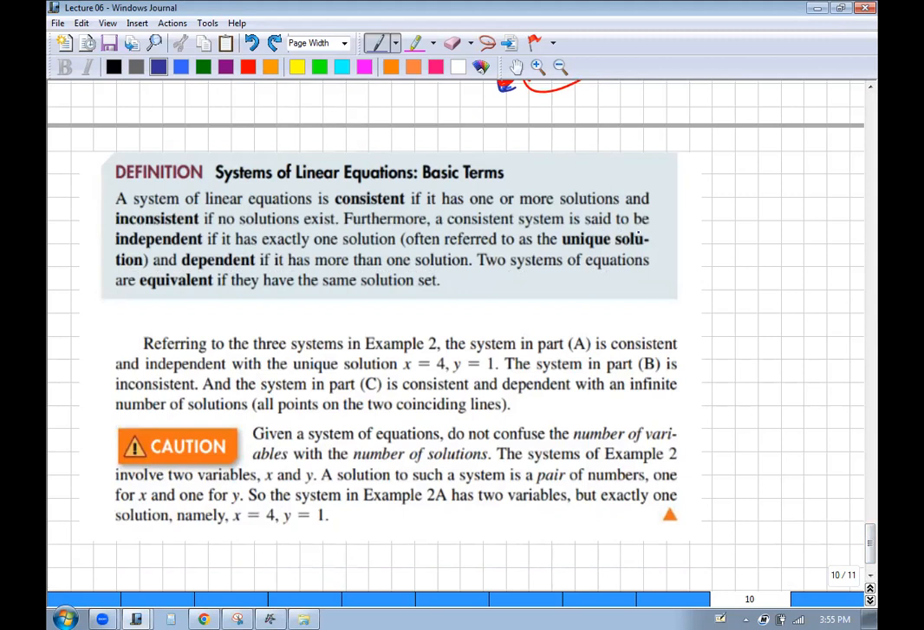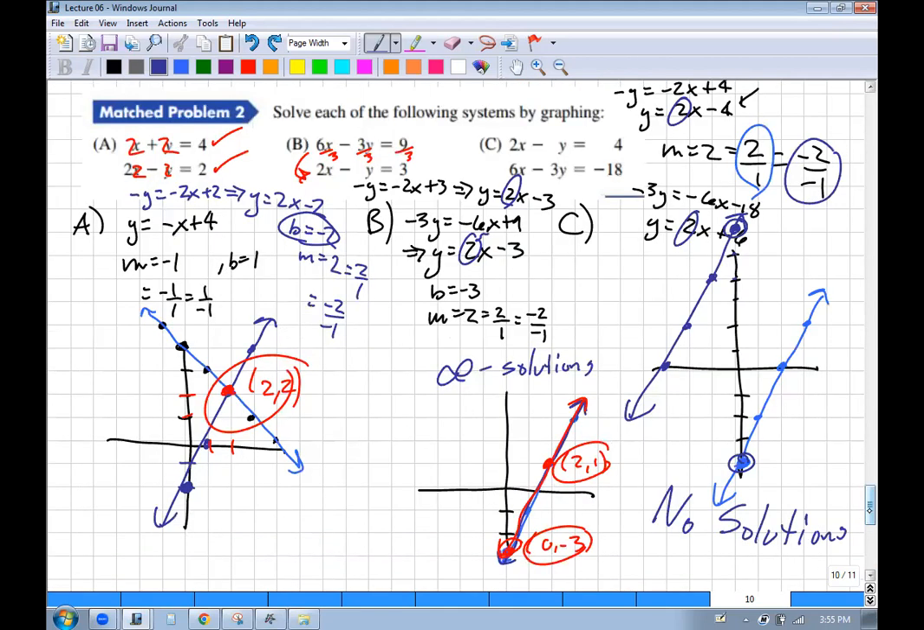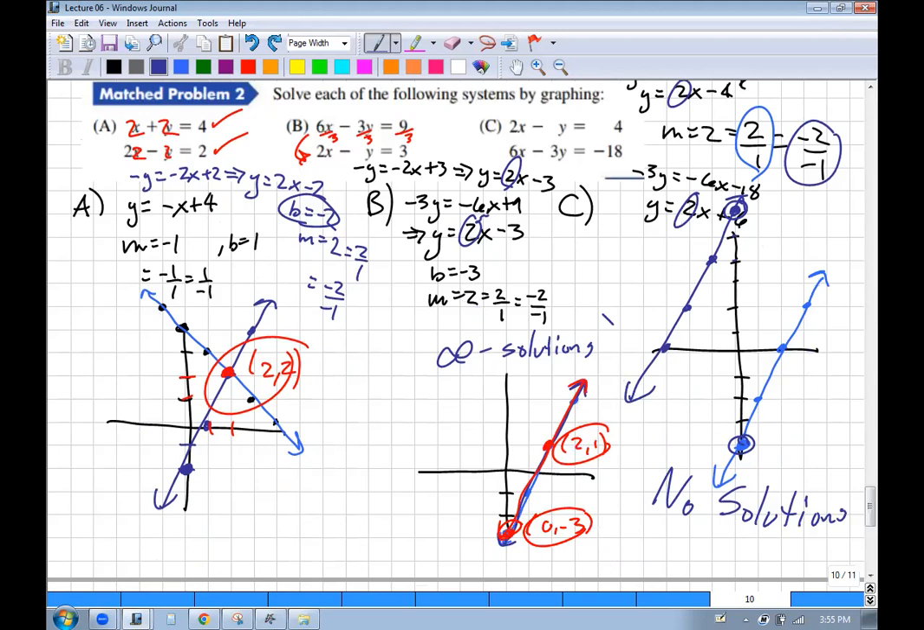A consistent system is said to be independent if it has exactly one solution, or dependent if it has more than one solution. So these have solutions, so they're both called consistent. This one's called independent, and this one's called dependent. The reason this is called independent is because this line and this line are two independent equations. These are not the same equations. These two lines, these two equations, they're the same equation.